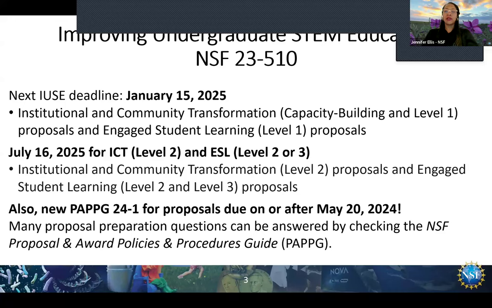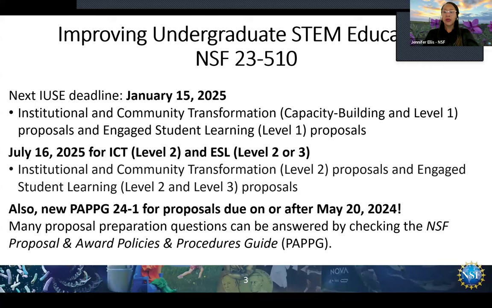The IUSE deadline for level one is January 15th, 2025. So it's coming up, and I'm assuming this is why most of you are here, to prepare for this January submission. There may be a few of you who are thinking about level two or level three proposals, which will be due in July of 2025.